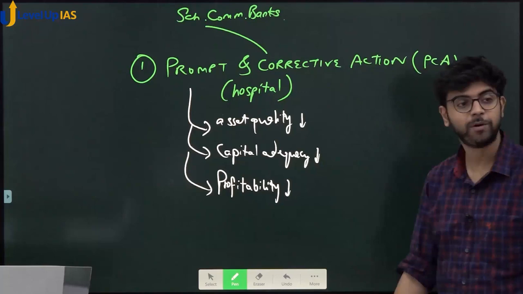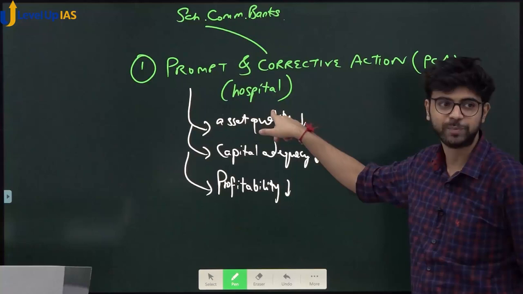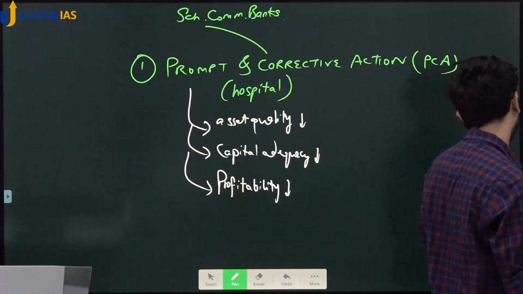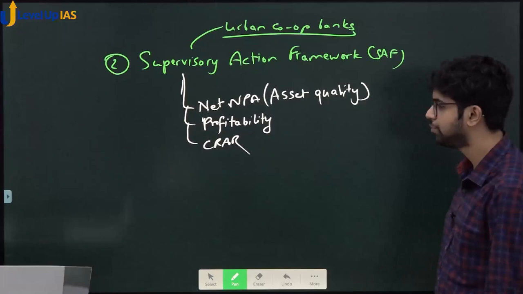When you write this down, you have to write why I have written this as hospital. It is like a hospital. Don't think the hospital may be applicable and all. What is it called for urban cooperative banks? Is there anything which we call it for urban cooperative banks? It is called the Supervisory Action Framework, SAF. We have seen the Supervisory Action Framework, right? So I'll give you two seconds to pause. You can write this down.